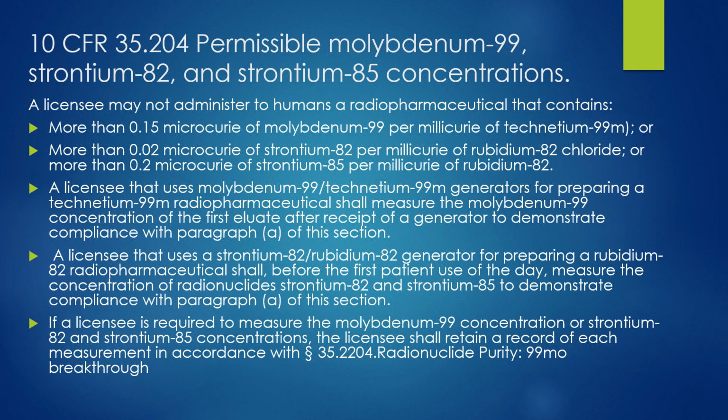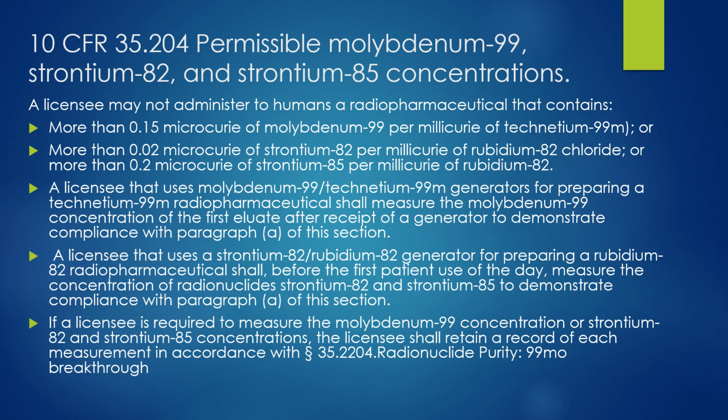10 CFR 35.2 has the permissible limits for strontium-82, 85, and molybdenum. So it says you cannot administer to humans any radiopharmaceutical that contains more than 0.15 microcuries of molybdenum per millicurie of technetium, more than 0.02 microcuries of strontium-85 per millicurie of rubidium, or more than 0.2 microcuries of strontium-85 per millicurie of rubidium-82.